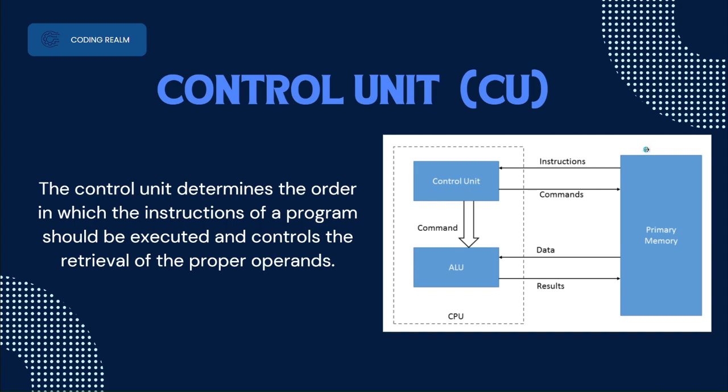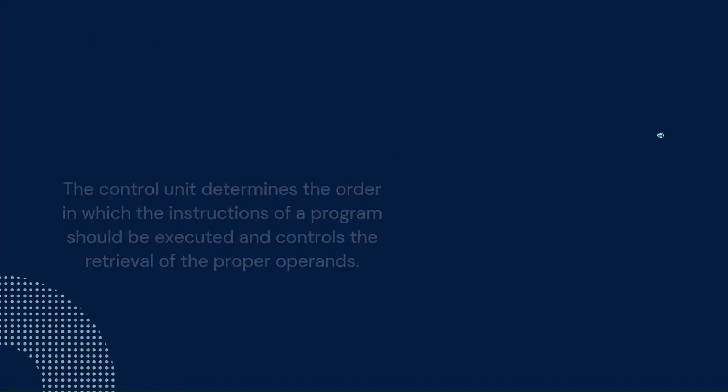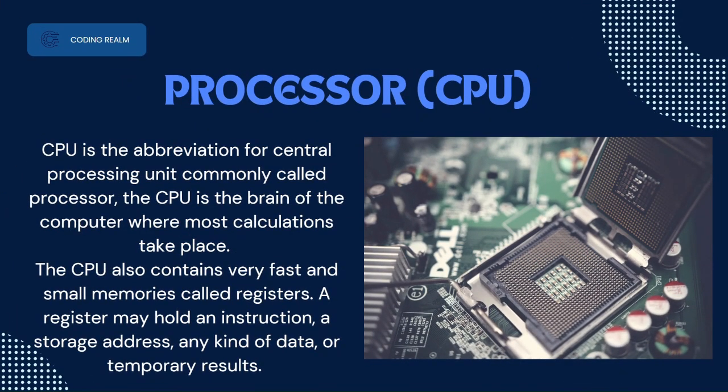Now let's talk about the important part of our computer, the CPU. The CPU is the abbreviation of Central Processing Unit, commonly called the processor. The CPU is the brain of the computer where most calculations take place. This is the CPU that can be found in our computer. It is the unit that performs the processing of programs stored in the main memory inside the computer.